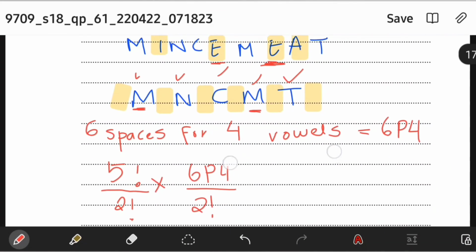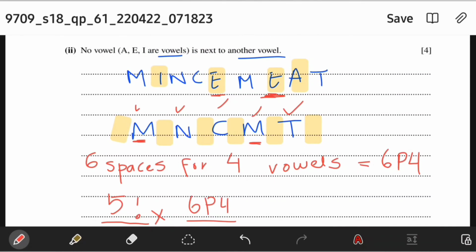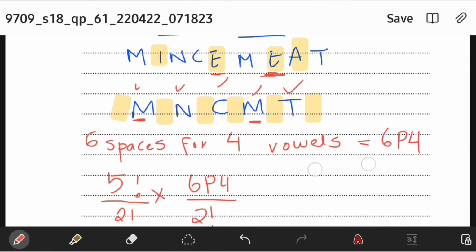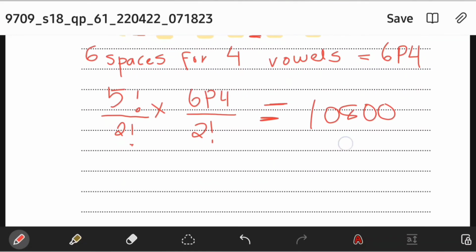Right, so just make sure to do the calculation stepwise. First, write out the word and then put consonants, and then think about how many spaces there are for each vowel, and then remember to divide by the repetitions, and this would give us an answer of 10800 ways.